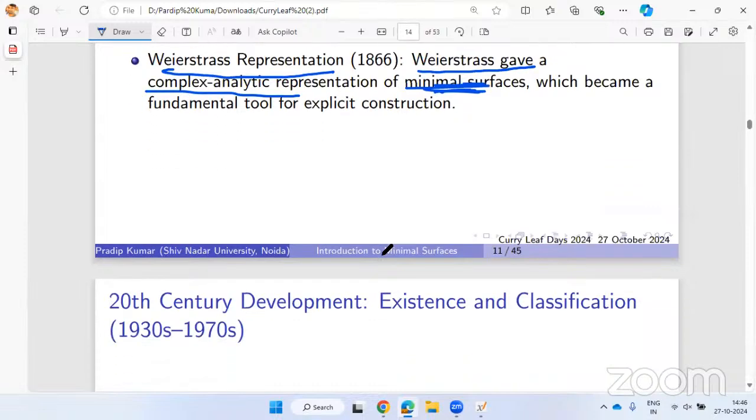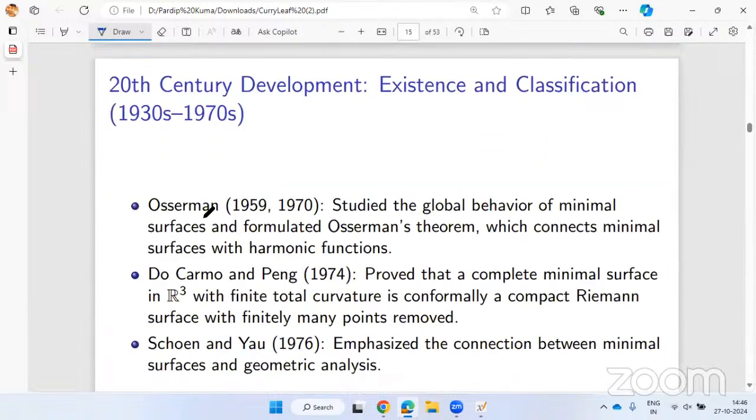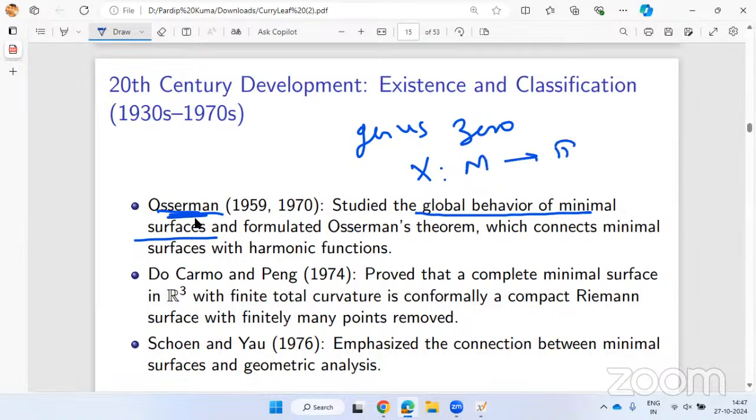Let us go to the 20th century. What happened? See these years, 1970. Osserman is the person who discussed global behavior of minimal surfaces. What do you mean by genus zero minimal surface? Like I have defined X from M to R3, the genus of M is called the genus of the minimal surface, and all those things he developed, he formulated a lot of nice theorems.